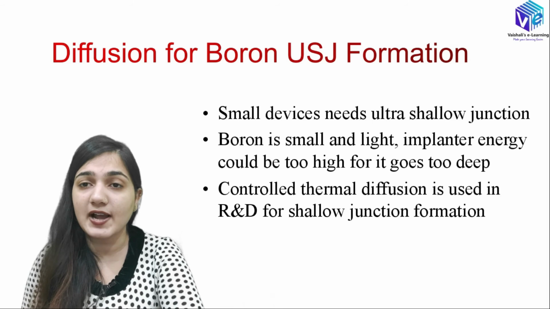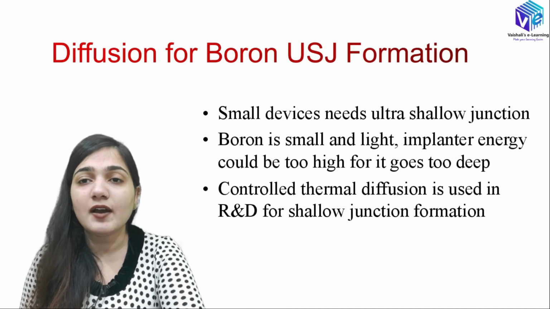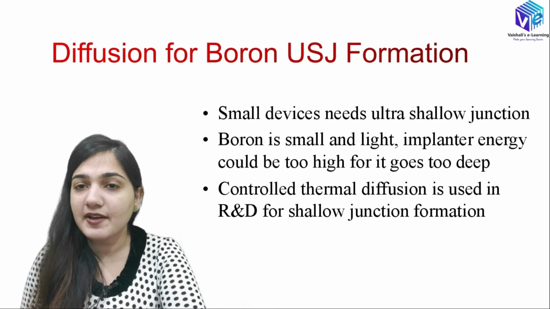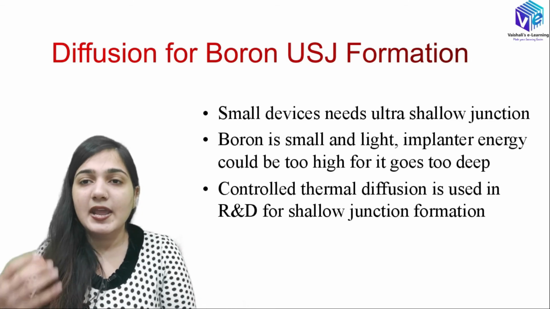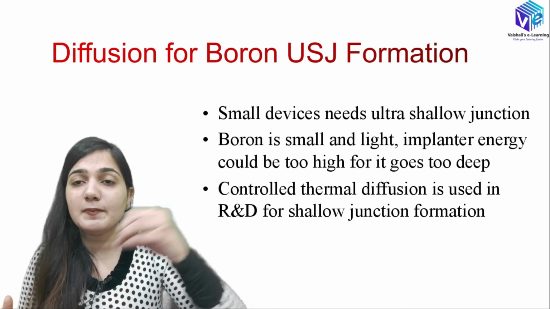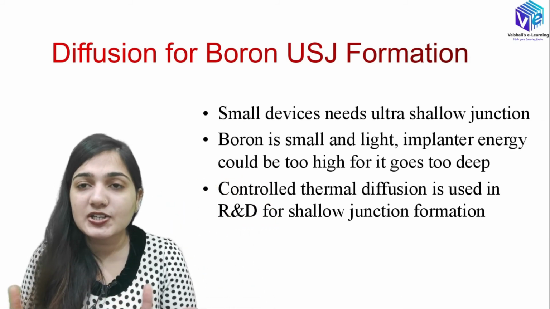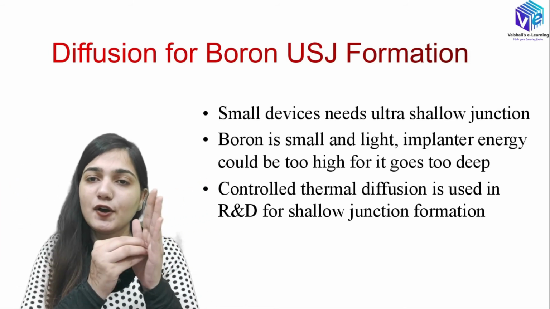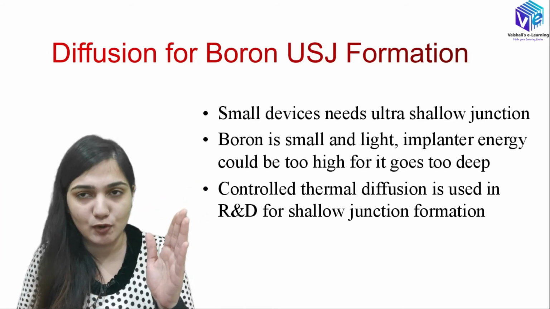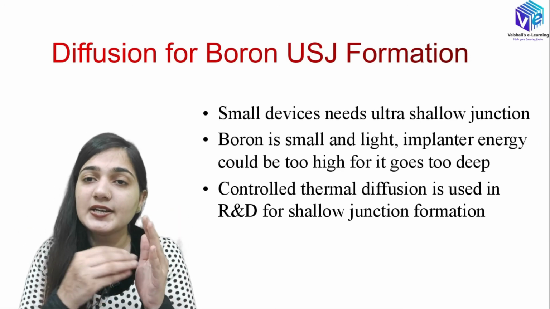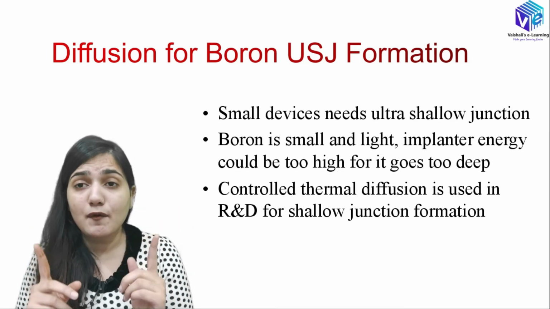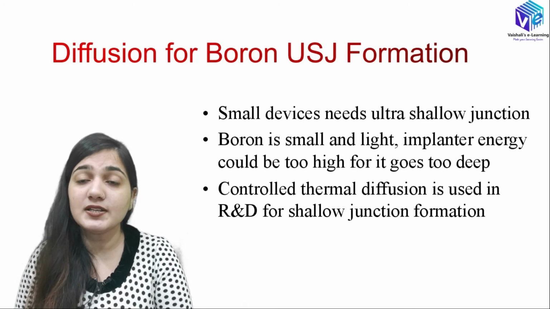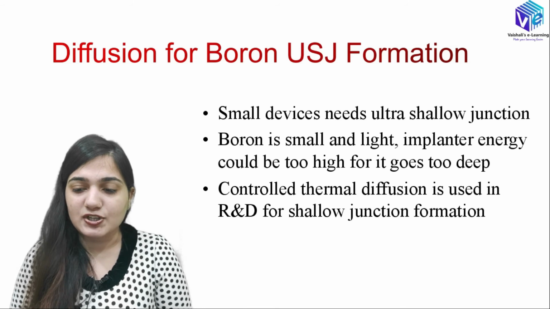So small devices will always be needing ultra shallow junctions. Boron is small and light, and whenever we have implantation with boron, it will be moving into a much deeper layer inside the silicon. Because boron is very small, it comes with a very high energy and can go very deep, but I want an ultra shallow junction. So for boron I can use the diffusion process instead of the ion implantation process.